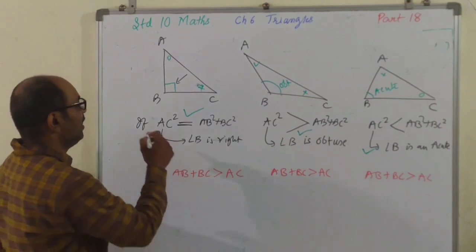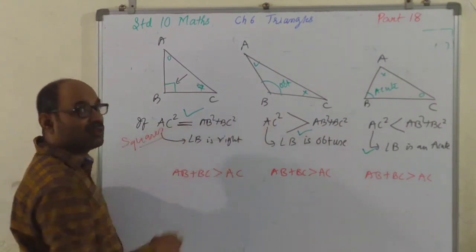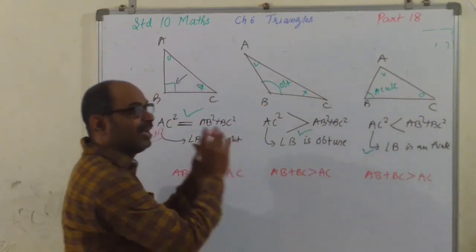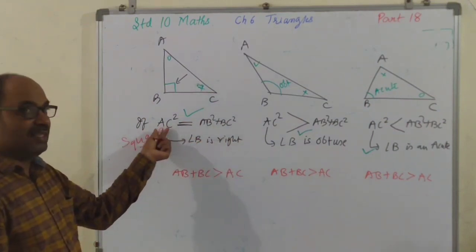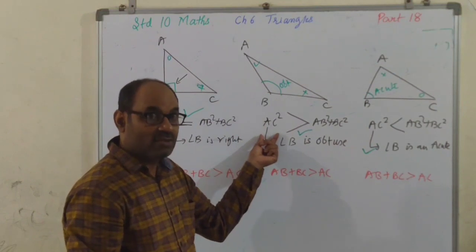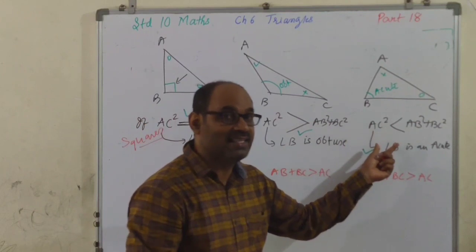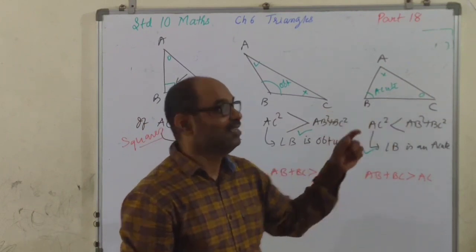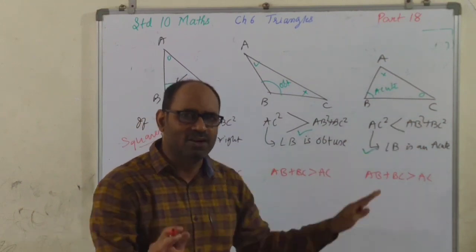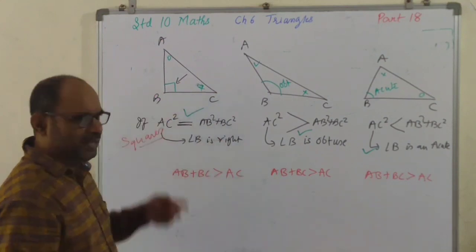Now look, here there are squares. The difference is that right angle, obtuse angle and acute angle triangles have different results. AC square is equal to the sum of squares of the other two sides. AC square is greater than the sum of squares of the other two sides. And AC square is less than the sum of squares of the other two sides. So for right, obtuse and acute angle triangles the conditions are different. Here the condition is the same for all three, sum of any two sides.